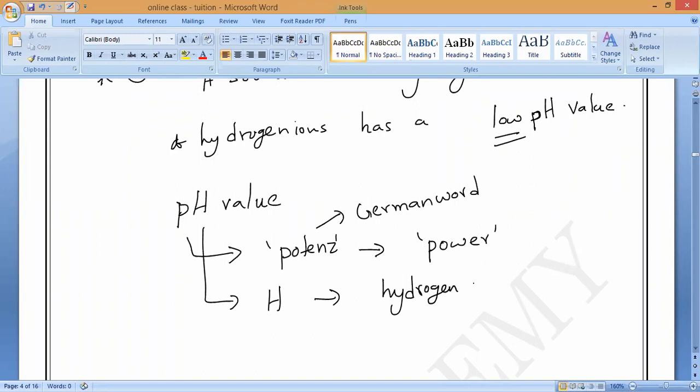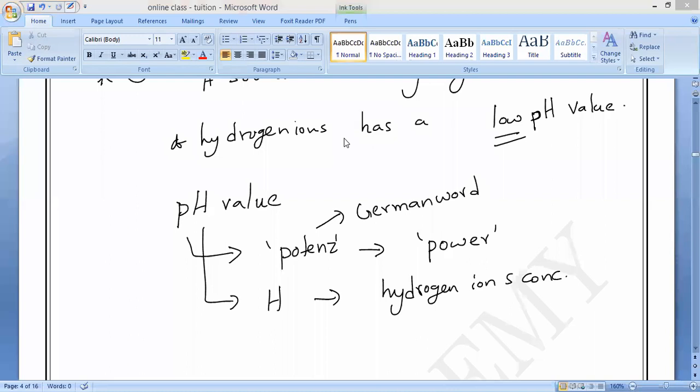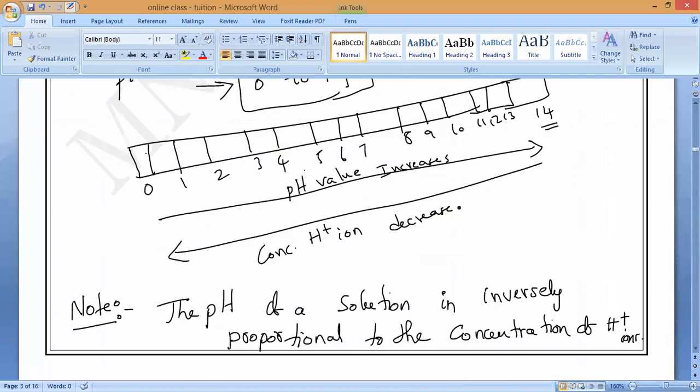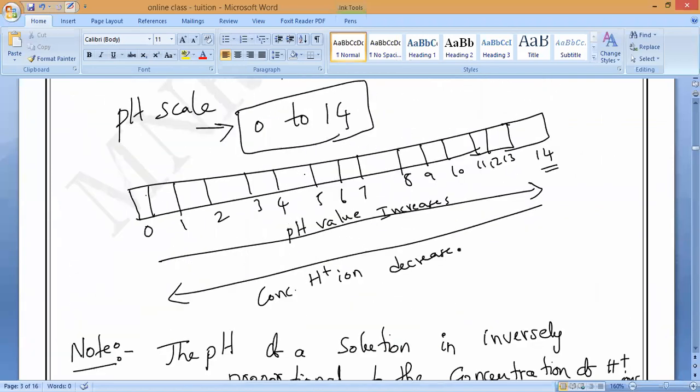Sir, pH value is only for acid? That is what I said, Karthikeyan. Bases also have H plus ions, correct or not? Acids as well as bases both have H plus ions. The pH scale is designed for both, but it is designed with the help of only H plus ions. If H plus ion concentration is decreasing, whose concentration is increasing? OH minus ion concentration is increasing. That is what you have to remember.